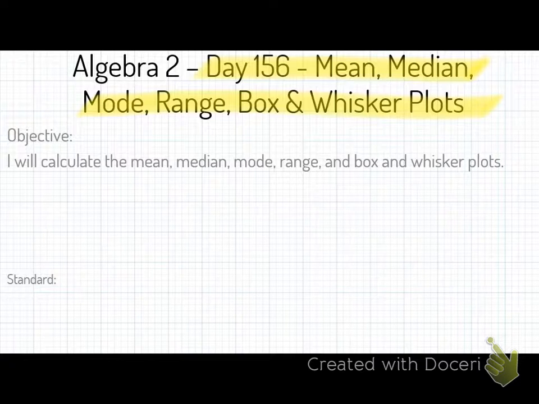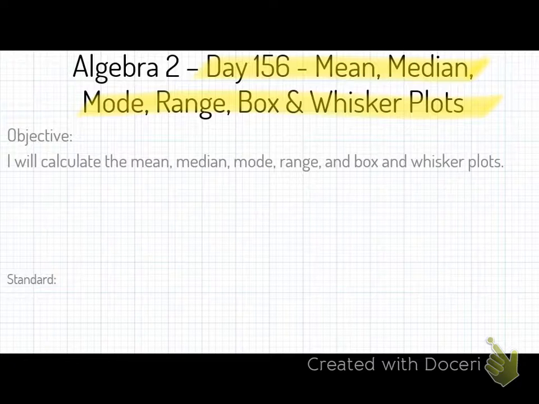Okay, so the mean is the average. We should all know how to do that now. Median is the middle number. What happens when you have two numbers in the middle? What do you do? Yeah, you add them together and divide by two. Good job. So let's say you had two middle numbers.